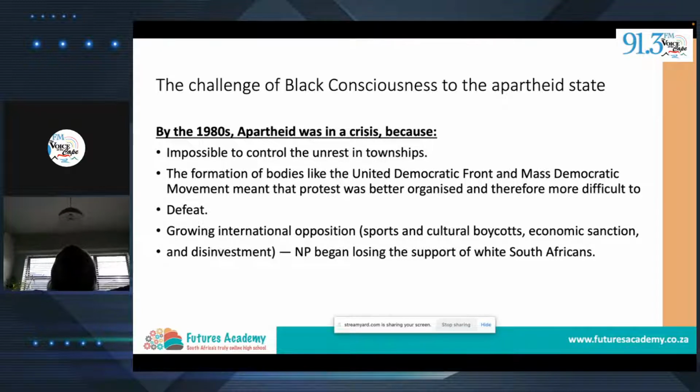Also, the growing international opposition, which took the form of sports and cultural boycotts, economic sanctions, and disinvestment, resulted in the NP losing the support of white South Africans.